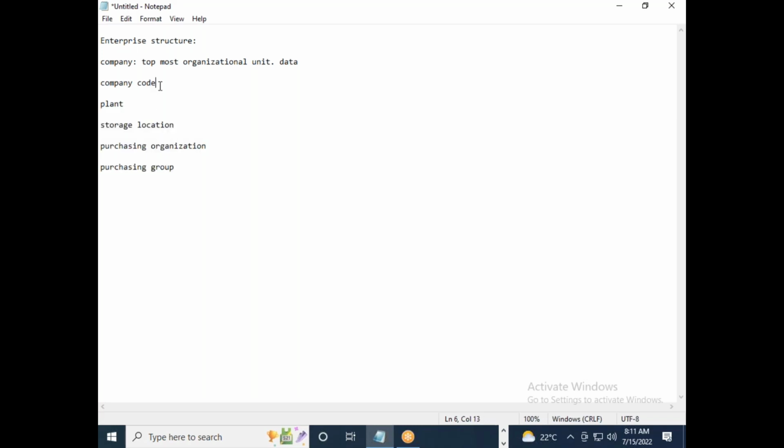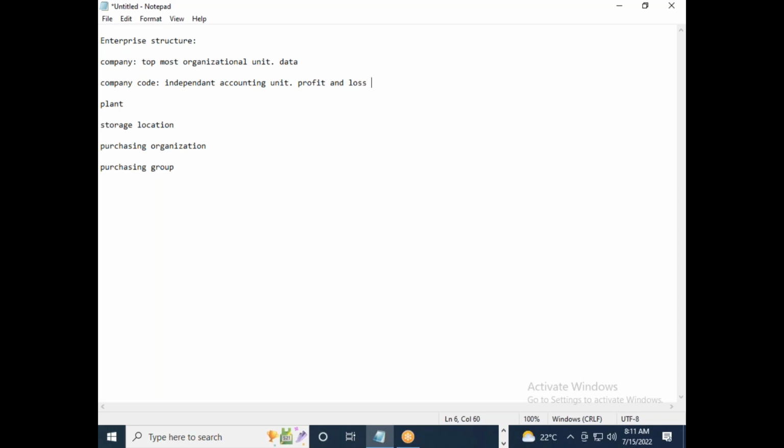Now, what is the meaning of a company code? A company code is an independent accounting unit. What is the meaning of this independent accounting unit? It means it will be having its own clients, its own customers. And also, it will be having its own profit and loss statements.